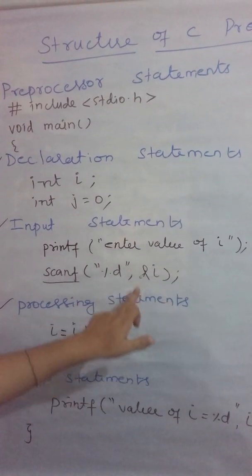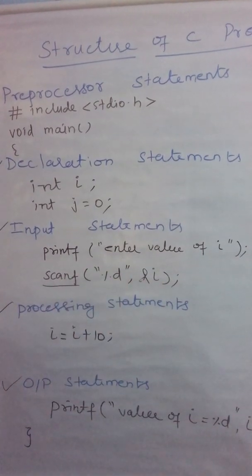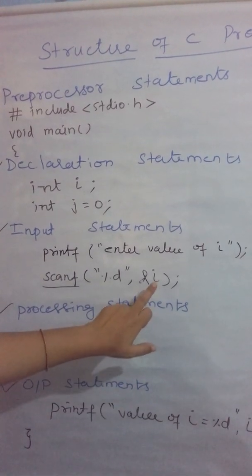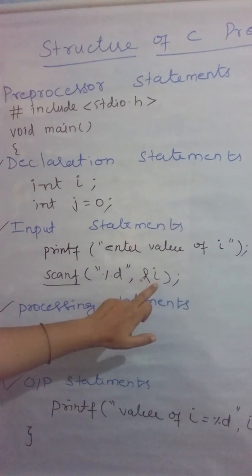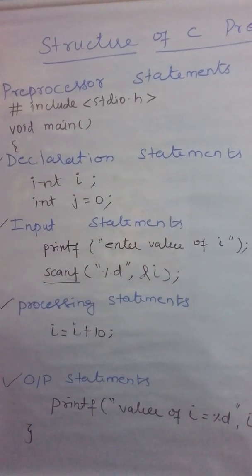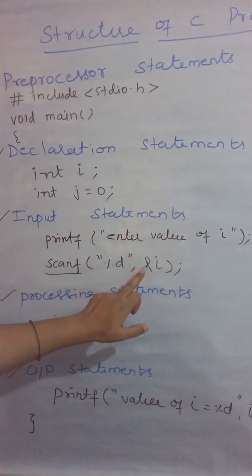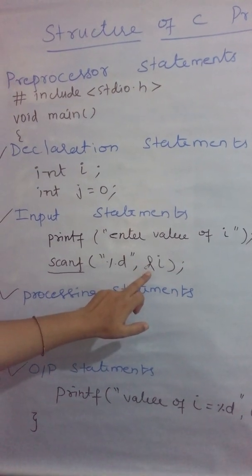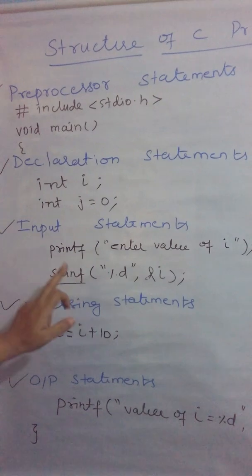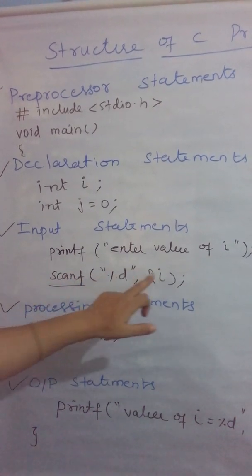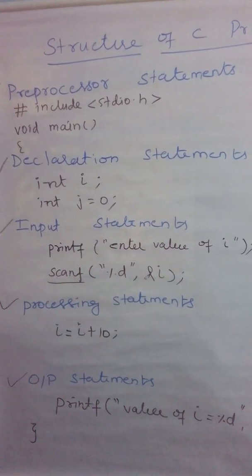Then comes the second argument for the function scanf. The second argument is the variable for which we are going to get the value. The variable is prefixed with the ampersand symbol. The ampersand symbol specifies that, in the memory address allocated for the variable i, the value you get from the user has to be assigned.